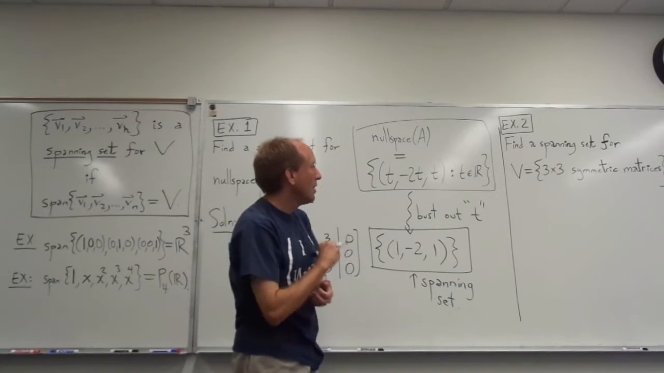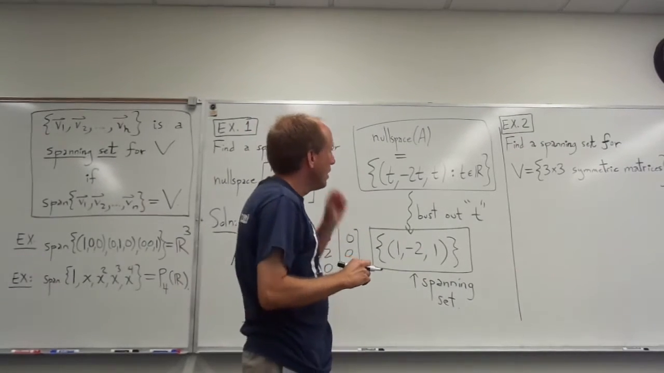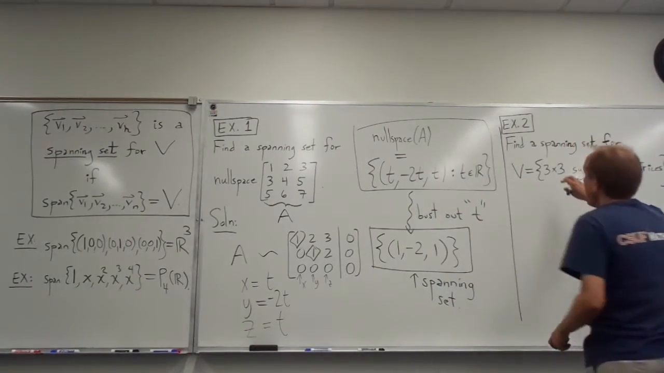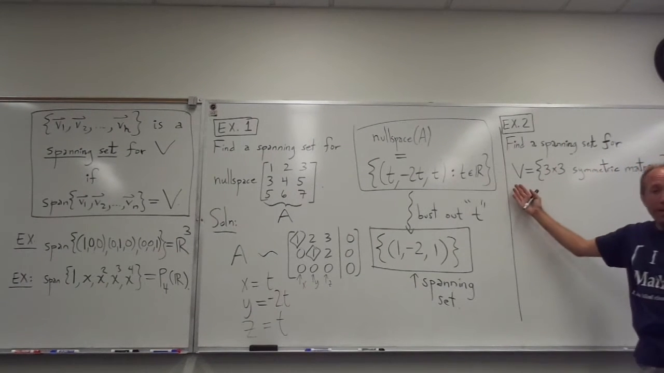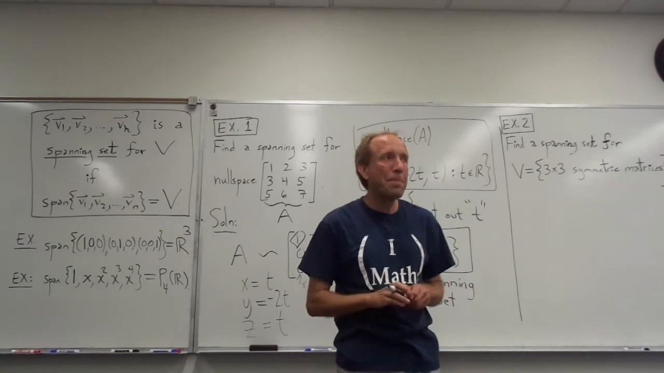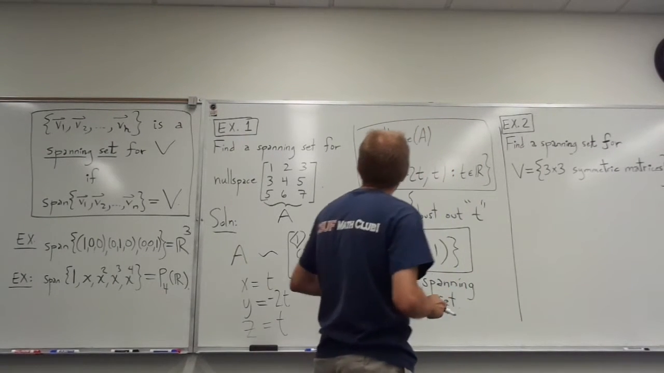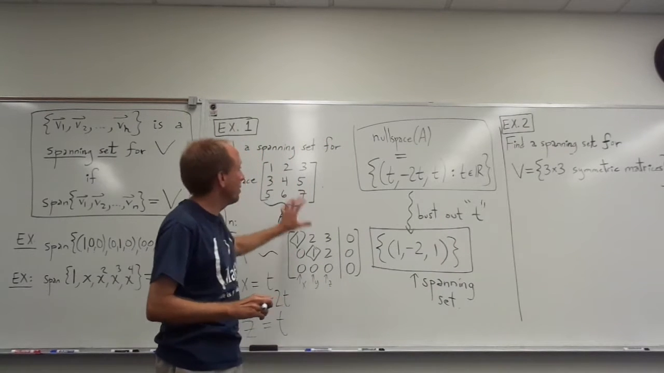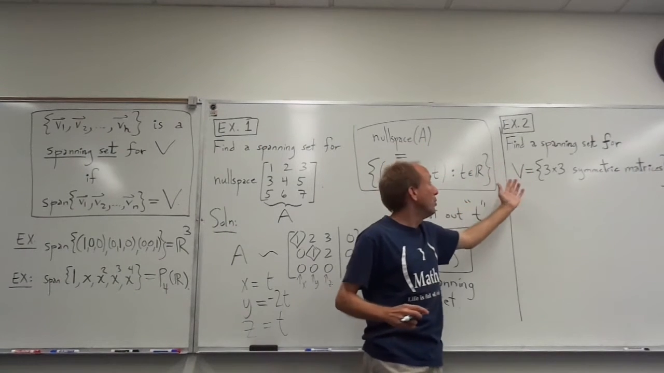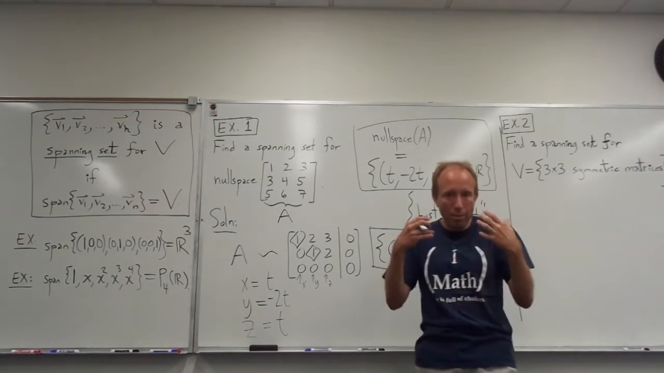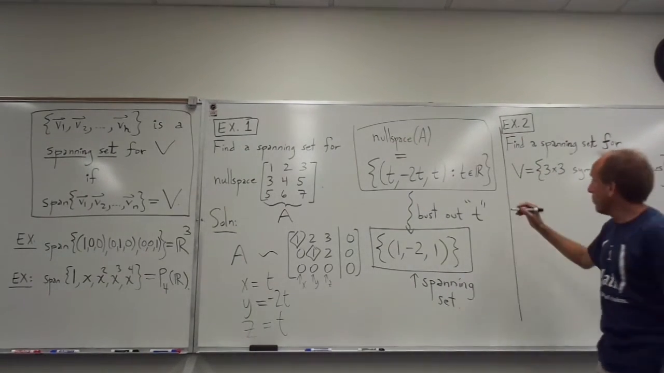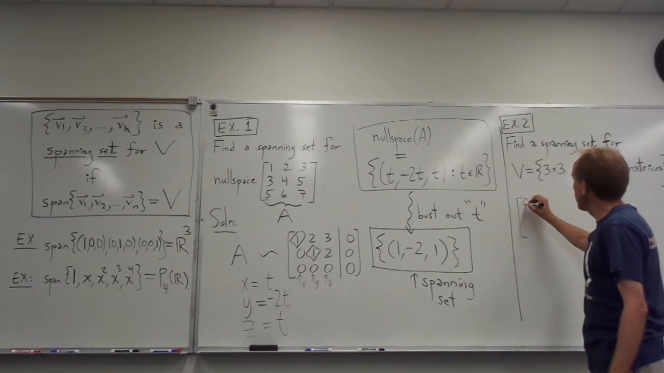Let me show you another example where we do the same thing, just so we can practice it a little bit more. Suppose I ask you to find the spanning set for the vector space of 3 by 3 symmetric matrices. Unlike the previous example where I had to first compute the null space, here I already know what the form of a 3 by 3 symmetric matrix is. What we want to do is write down that form.